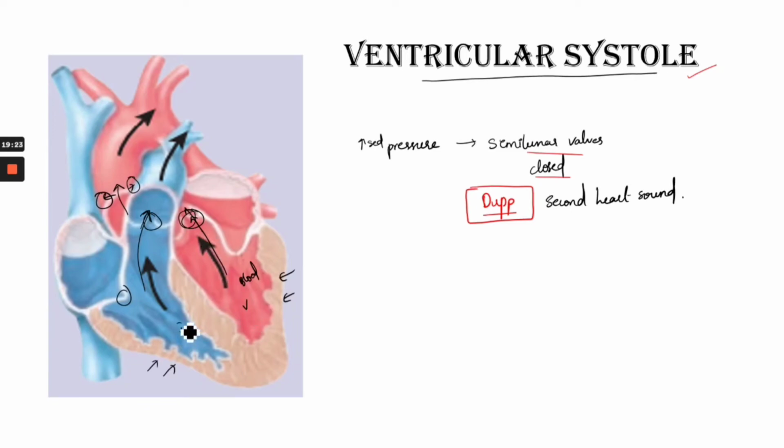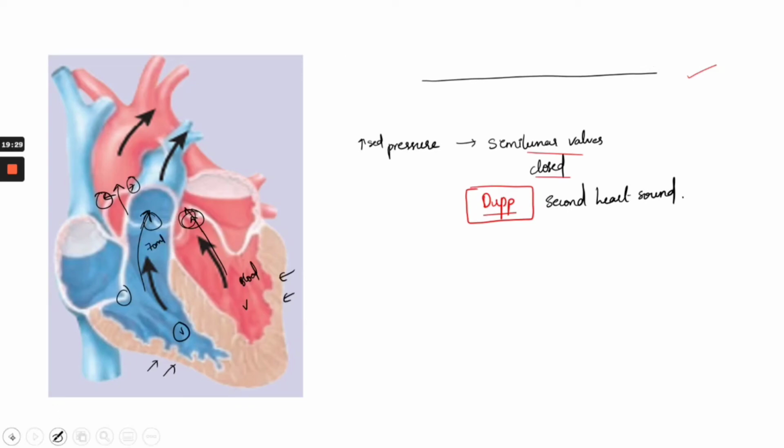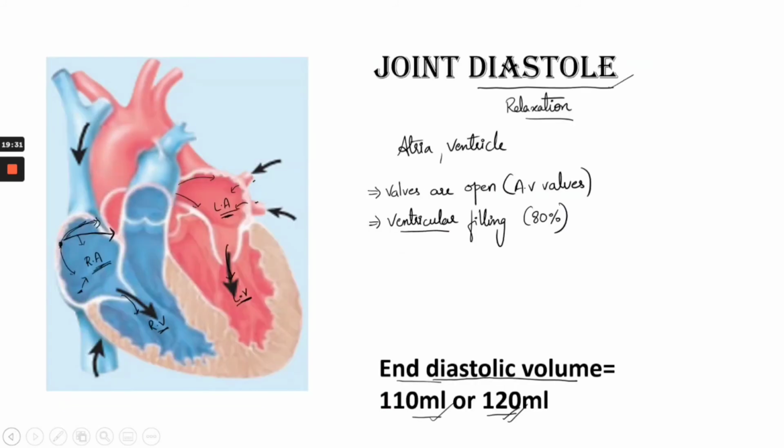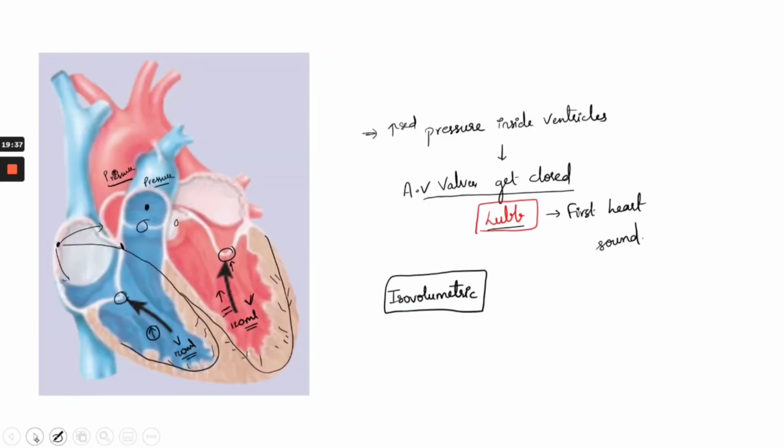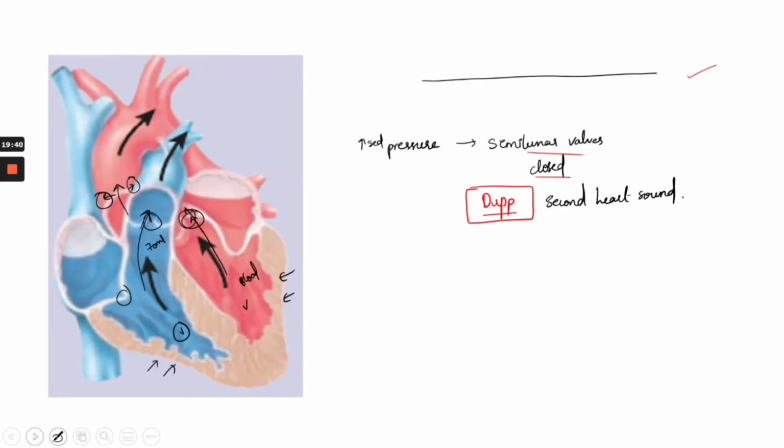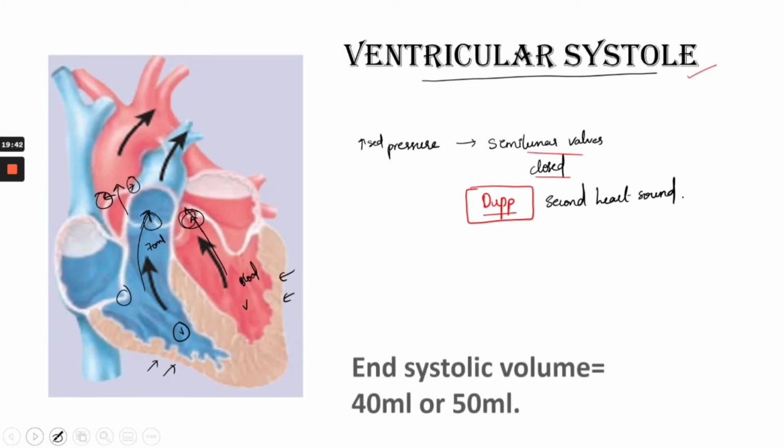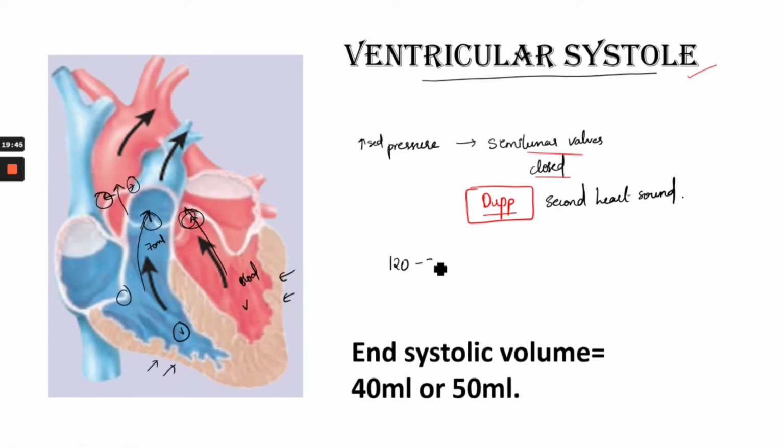How much blood is it pumping? It is pumping 70 ml. Initially, the diastolic volume was 120 ml. From that, 70 ml is pumped into the pulmonary trunk and also the aorta, right? Now how much will be remaining? 120 minus 70, how much will it be? Approximately 40 to 50 ml, right? Approximately, 40 to 50 ml.